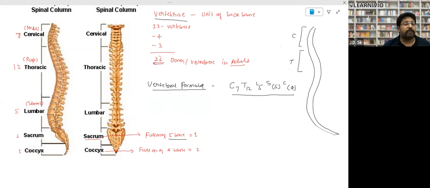So the adult human has 26 bones in the vertebrae, while the infant has 33 bones in their vertebrae, right? Clear? Yes, sir. Remember the formula. Remember how many bones make a sacrum, how many bones fuse into the coccygeal. These are the questions. And remember all these curves: cervical curve, thoracic curve, lumbar curve, sacral curve, and coccygeal curve.